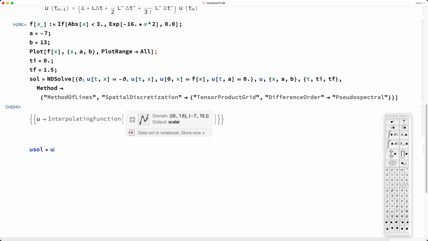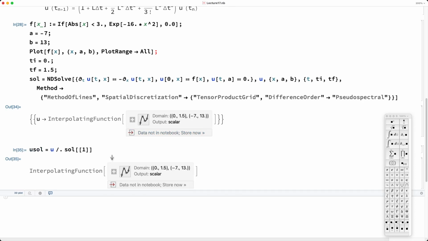And then I can type u /. , that's a replacement rule. And then I want to pick up u from this expression. So I'm going to type solve, and then I'm going to type [[1]] to pick up the first element of this list. Okay, so now u is this function here, it is this interpolating function.